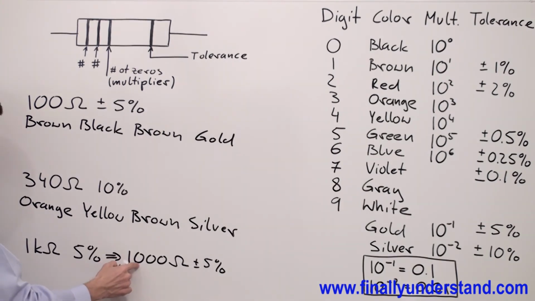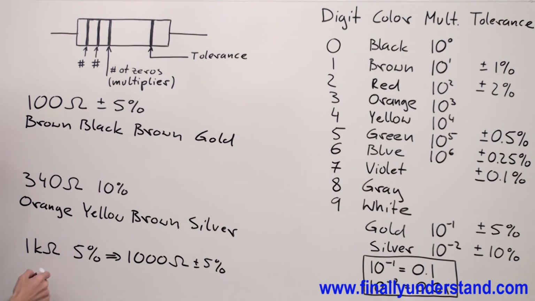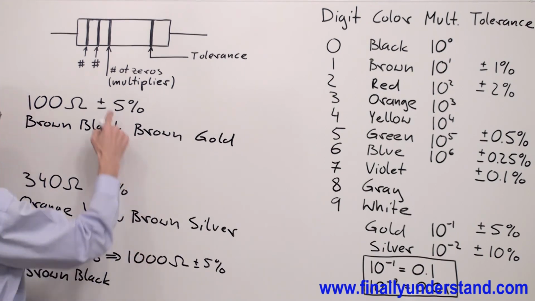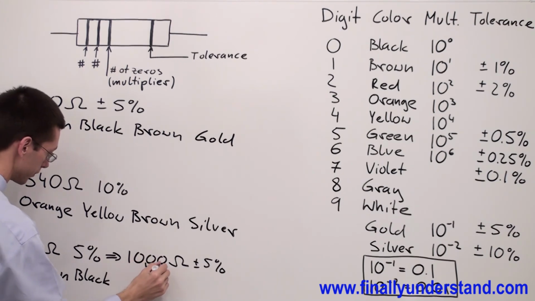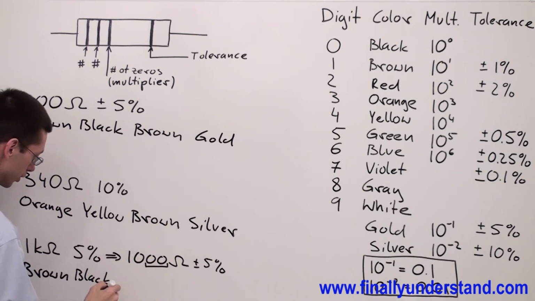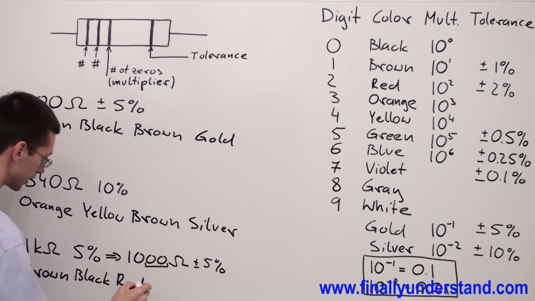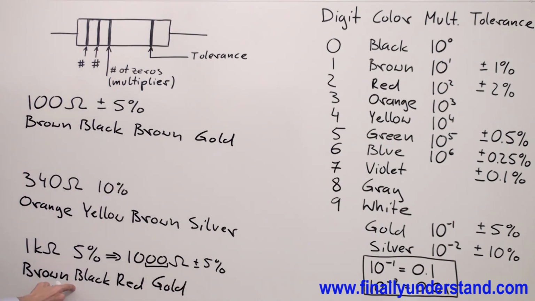These two digits are represented by these two bands. That's why I'm going to have brown. Second one is black. And the third band represents the number of zeros. How many zeros I have over here? I have 2 zeros. That's why I have to write over here red. And plus minus 5% is gold. This is the color code for this resistor.